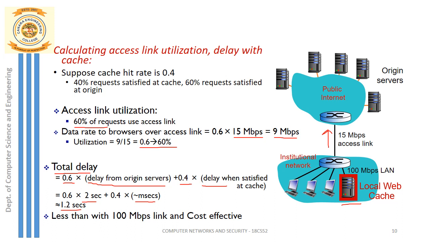So if you consider this delay, this is less than the delay we calculated in the 100 Mbps LAN. And here, since we keep the access link the same, this also reduces the cost. So this results in a cost-effective solution and also reduces the delay. So we can say that including a local web cache will improve the efficiency of the network in providing the response or serving the clients in a network.